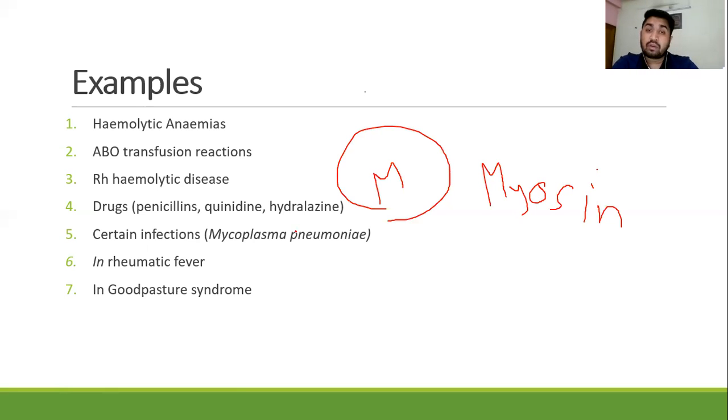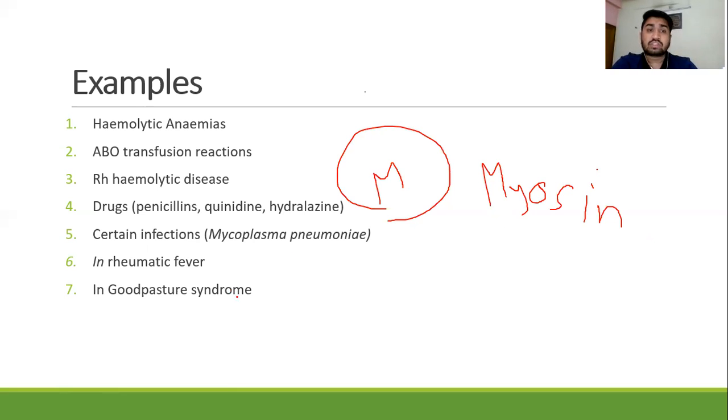So the antibody produced against that M protein will attack the heart muscle, the cardiac myosin protein, and it will cause damage of heart valves. That means it causes endocarditis, myocarditis, and pericarditis, and causes damage of the heart.